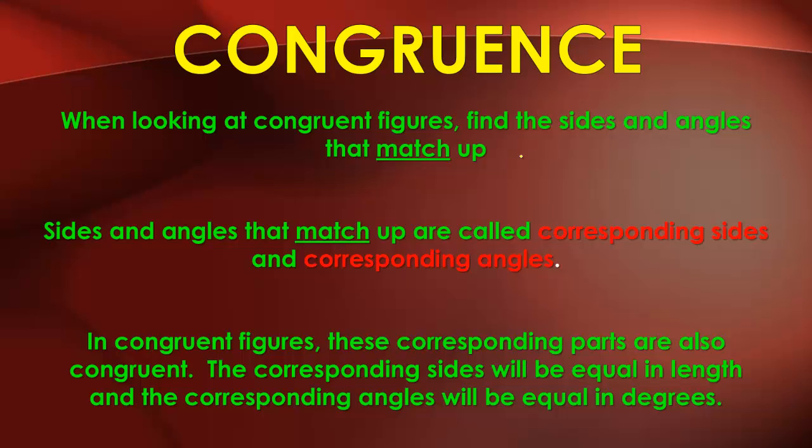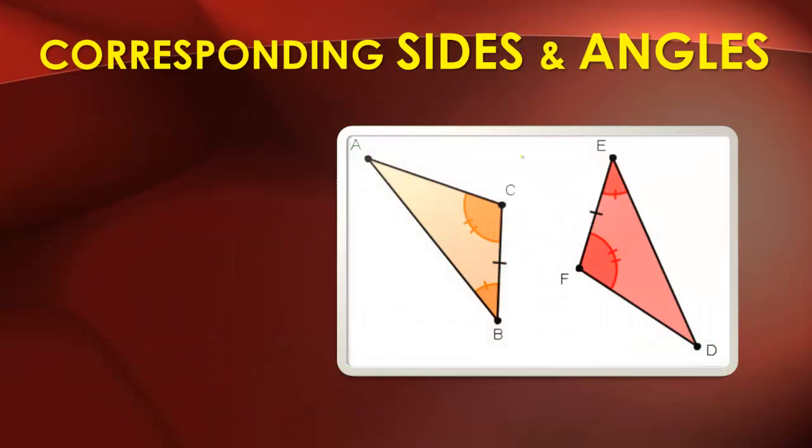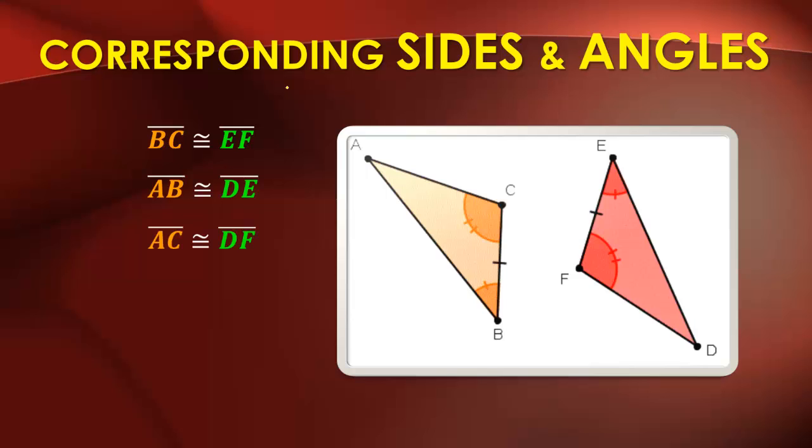So if I give you two triangles and I say that they're congruent, then the matching parts of those triangles are also congruent. For example, here I can say that segment BC is congruent to segment EF because they have the tick marks. What else can I say? I could say that segment AB is congruent to segment DE, and segment AC is congruent to segment DF because these triangles are congruent.